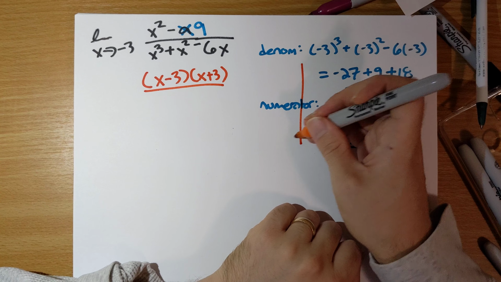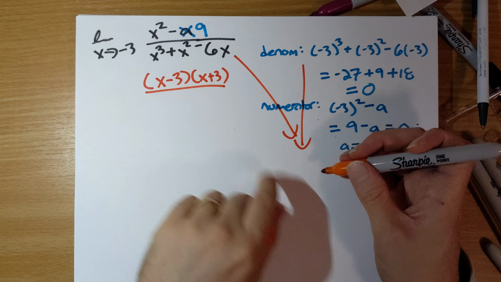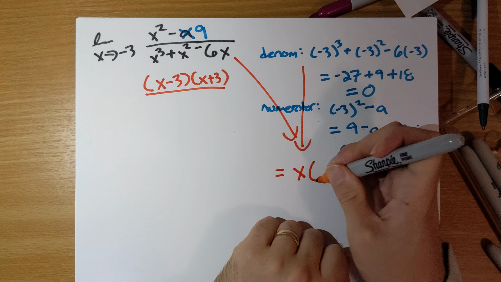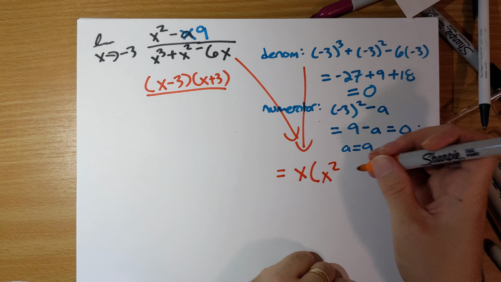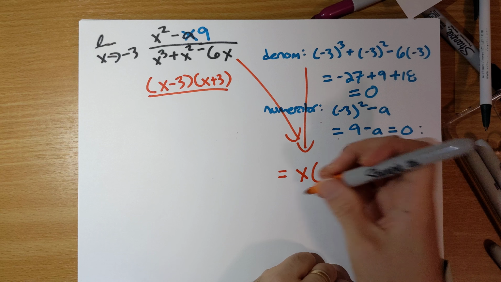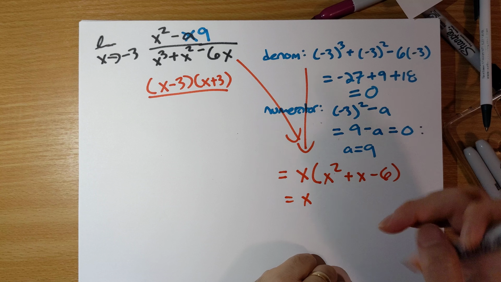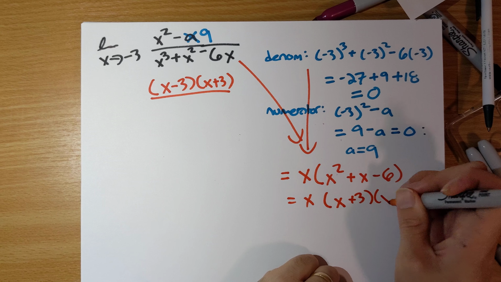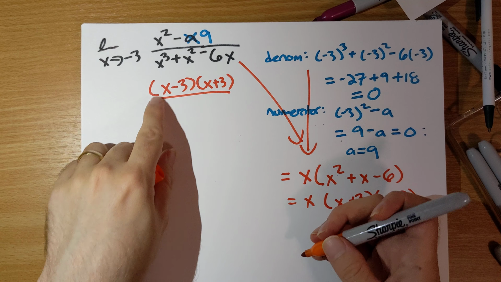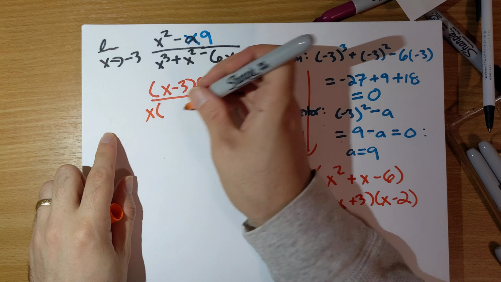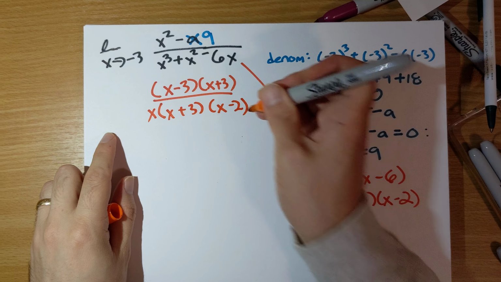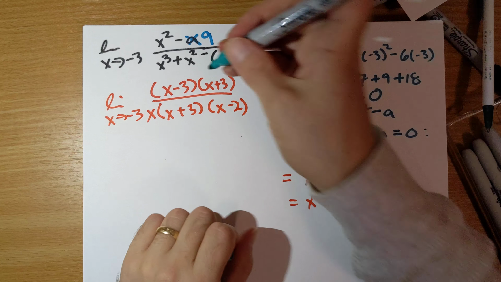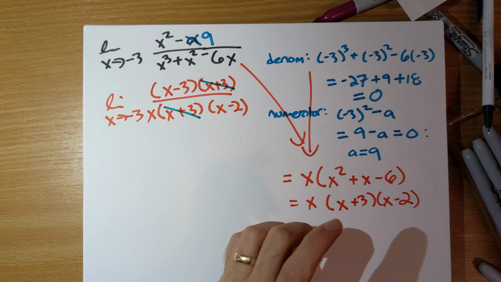For the denominator, let's just check this real quick. I see that in x cubed plus x squared minus 6x, we can factor out x from the denominator to get x times x squared plus x minus 6. Now we need to factor this expression, and it factors as x plus 3 times x minus 2. So we have x times x plus 3 times x minus 2. The limit as x goes to -3 of this expression. And what cancels? The x plus 3's cancel.